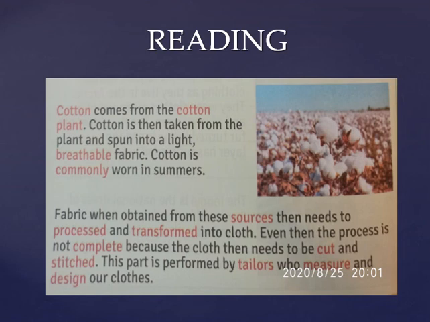There are basically three sections in the manufacturing of clothes. First, we get fabric from the source. Then we process it and transform it into cloth, and then we cut and stitch it into shirts or other types of clothes. This part is performed by a tailor, who measures and designs our clothes. Now let's see the activity on the next page.